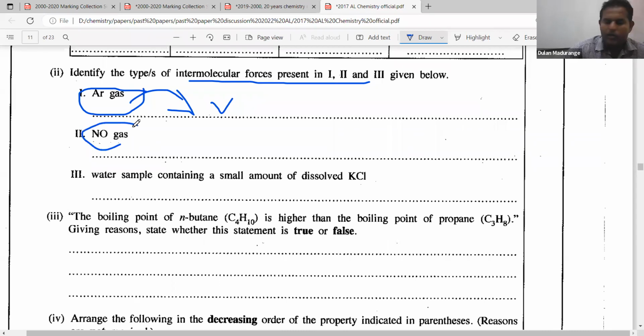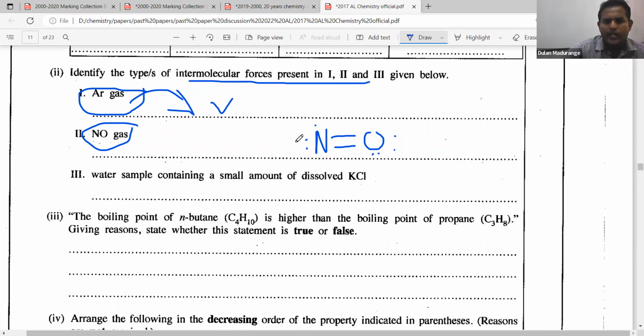NO gas: when you draw the structure of NO gas, it's a polar species, right? When you're drawing the structure of NO, there's a single electron also. There's a single electron in NO. 2, 4, 6, 8, right? So this is the structure.